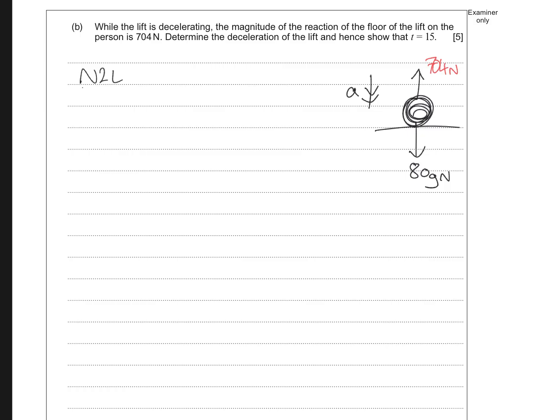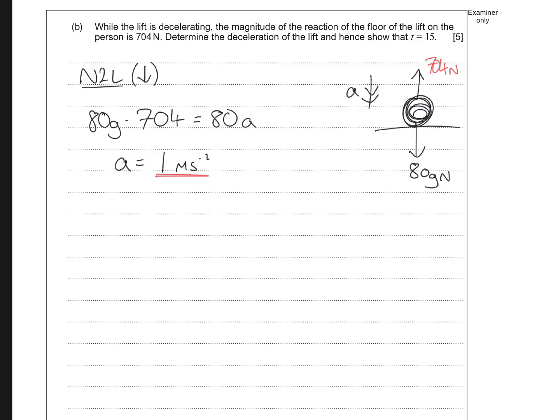So Newton's second law, down as positive, so 80g minus 704 is equal to 80a. a must be equal to 9.8 times 80 minus 704, I think that's 80. Yeah, that's 80. And then I divide it by the mass of 80, so I get the deceleration as 1 meter per second squared. And it's come out as positive, but don't get confused by that. It's positive because I've taken down as positive.